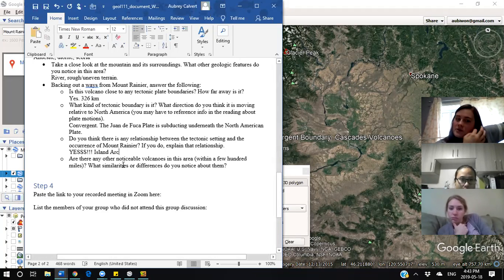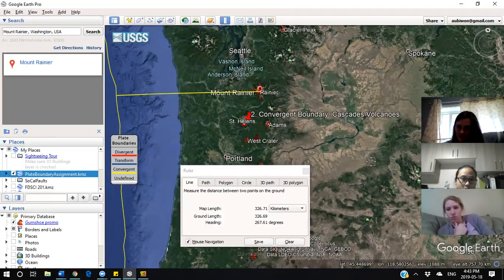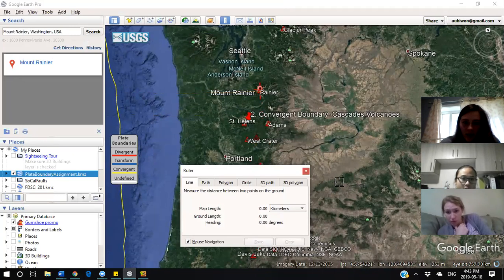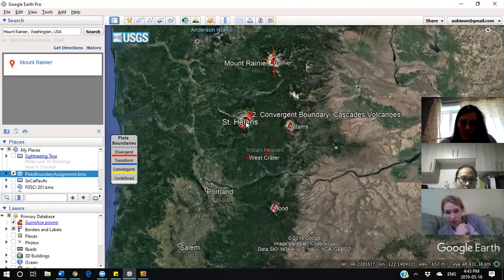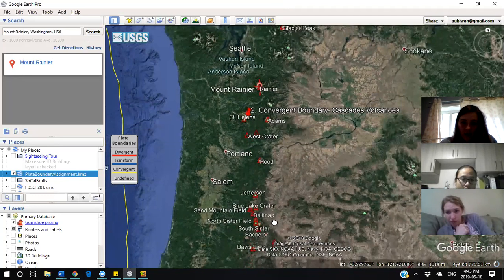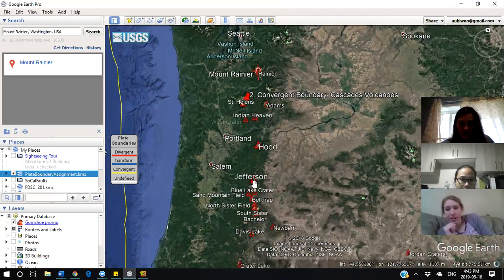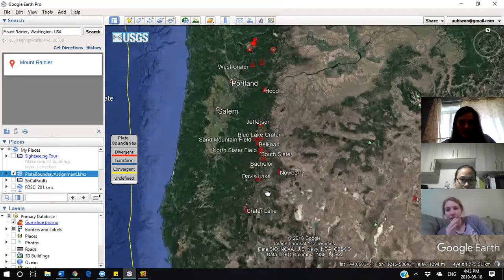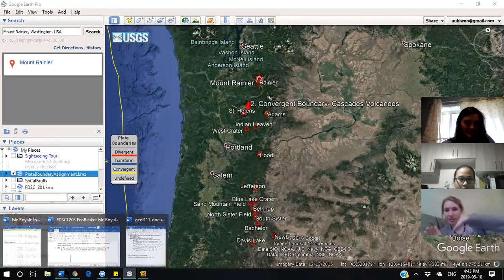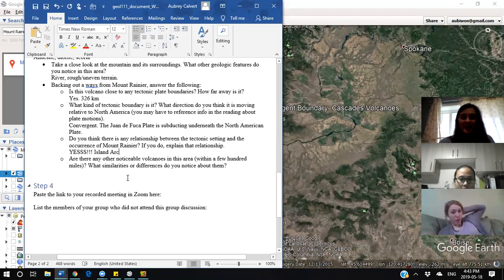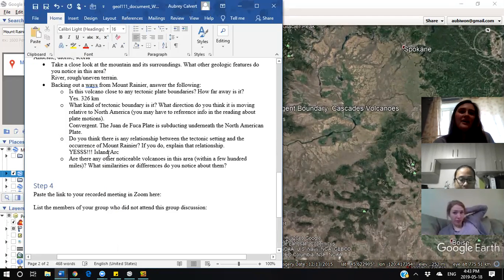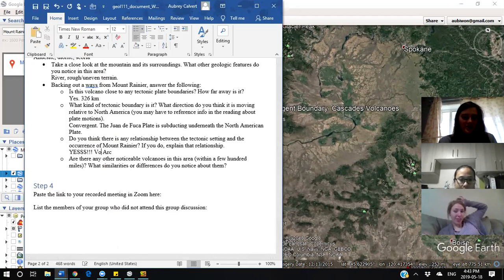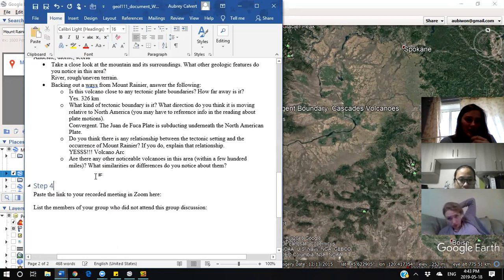Are there any other noticeable volcanoes in this area within a few hundred miles? Yes, there are. What do you notice about them? They form a line. They're in a line along the whole mountain range, the same distance from the plate boundary. Yes, they're in an arc. Not an island arc, a volcano arc. That's what it's called. These aren't islands. Okay, volcano arc.